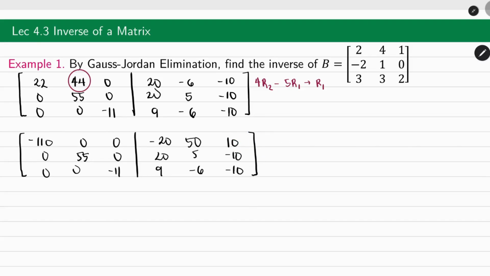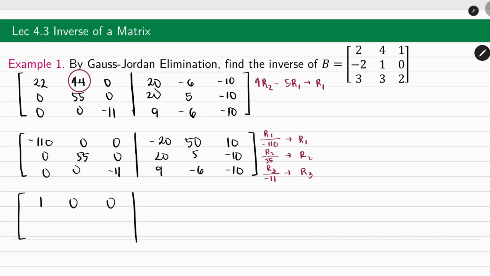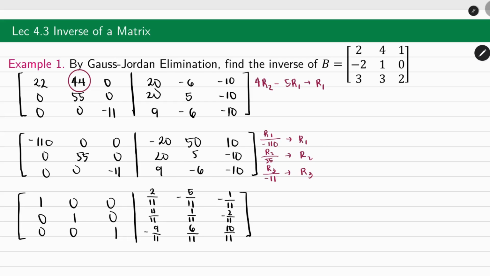We are going to make the left side an identity matrix. So we're going to divide everything by negative 110. R1 divided by negative 110 will be the new R1. And then for R2, we divide all the entries by 55 to get the new R2. And for the third row, we divide by negative 11 to get the new R3. Right? Okay, we have positive 1, 0, 0. And then we have here, now we have our inverse. This is the inverse of the matrix B.